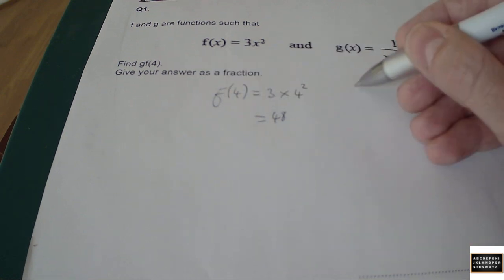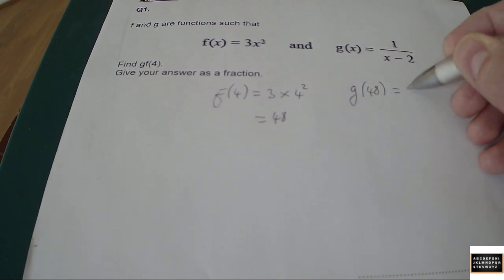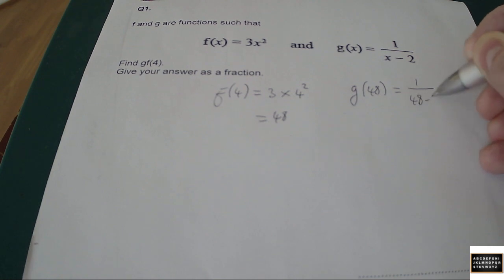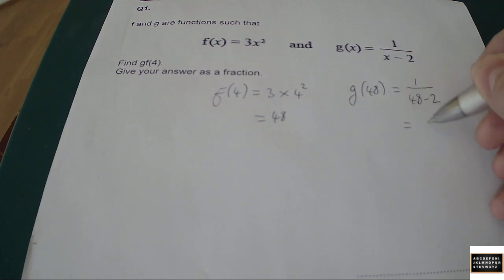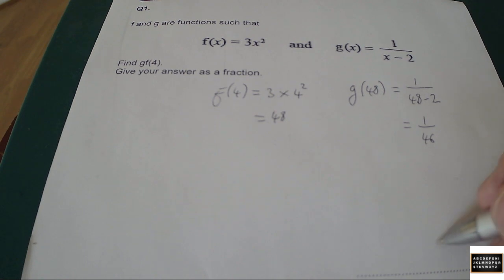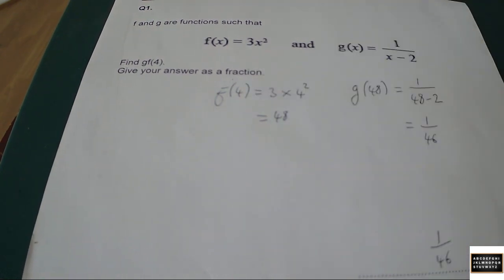So g of x, g of 48 equals 1 over 48 minus 2. So again, what we're doing is wherever we see an x, we're putting 48. And that will give us 1 over 46. So the answer here is 1 over 46. It does ask for the answer as a fraction, so that should make complete sense.